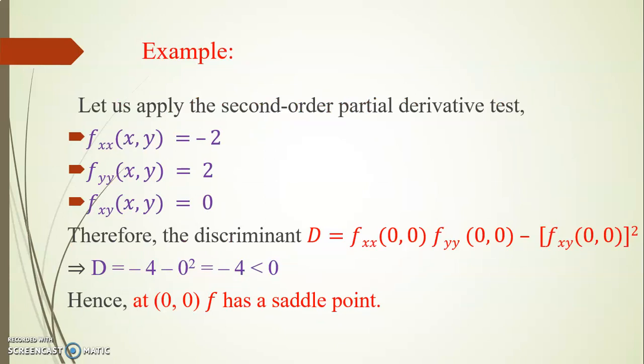Now let us apply the second order partial derivative test. Now fxx of x comma y is equal to minus 2, fyy of x comma y is equal to 2 and fxy of x comma y is equal to 0. Therefore, the discriminant d is equal to fxx of 0, 0 into fyy of 0, 0 minus fxy of 0, 0 square is equal to minus 4 minus 0 square, that is equal to minus 4, which is a value less than 0. Hence, at the point 0, 0, f has a saddle point.